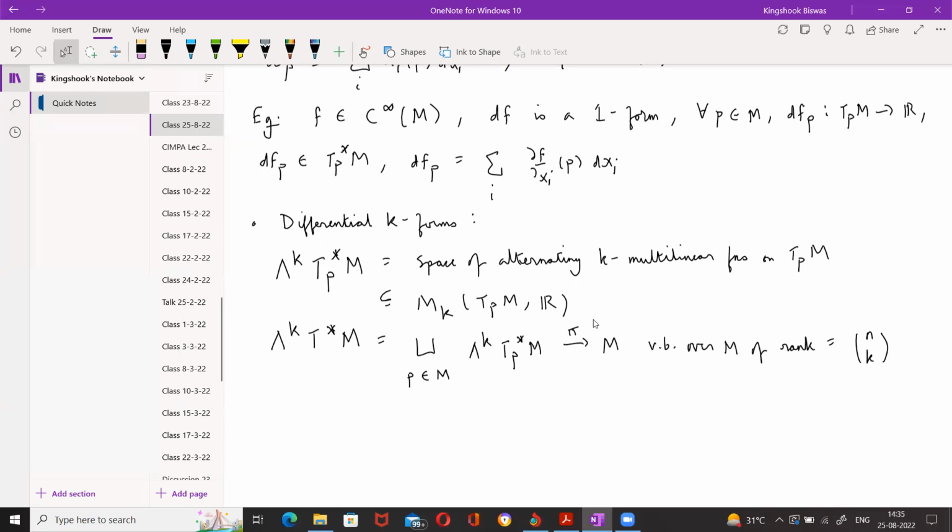It's a vector bundle of rank n choose k. Here I'm only taking k between 1 and n. For k bigger than n, these kth wedges are 0. So I'm just taking k between 1 and n here.